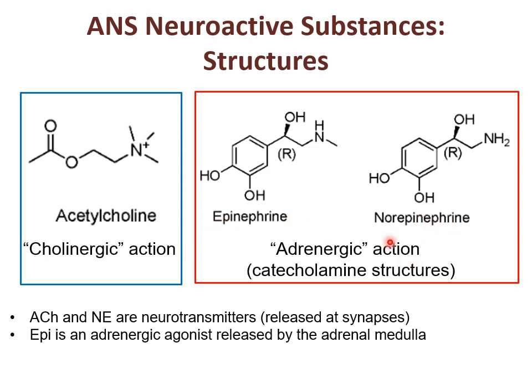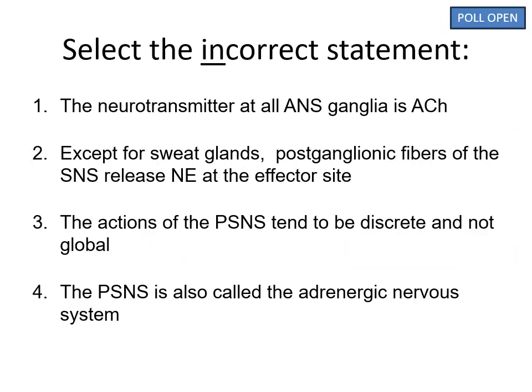One is norepinephrine. This is actually the neurotransmitter. This is what's released by the postganglionic sympathetic neurons. And then we have epinephrine, which is released from the adrenal medulla. But both of these tend to activate a similar set of receptors, so they're called adrenergic agents. You can take a look at this question and do it on your own.